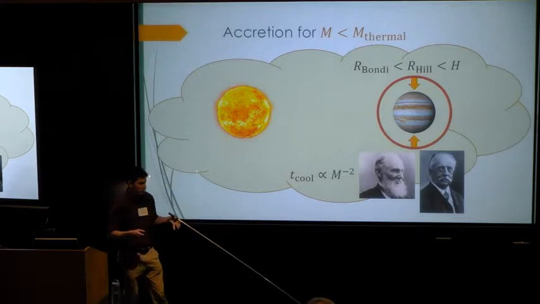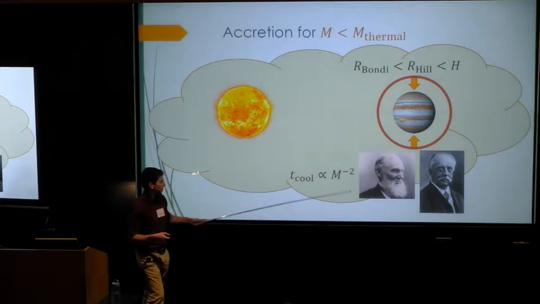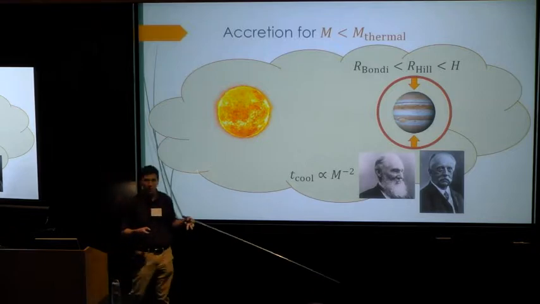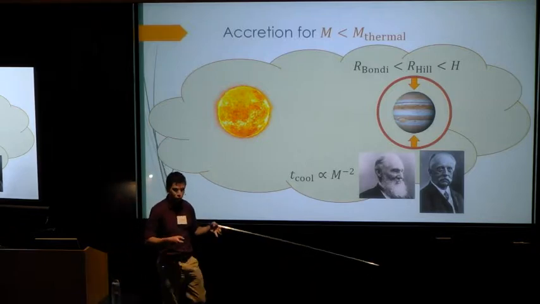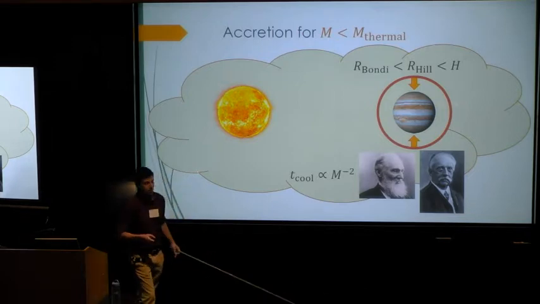So the runaway growth is essentially a thermal instability, in a sense. And the question is, what stops this thermal instability? Why would this runaway accretion stop at any specific mass? Why would it stop at a Saturn mass, at a Jupiter mass, or at any other mass? So that's our goal here.